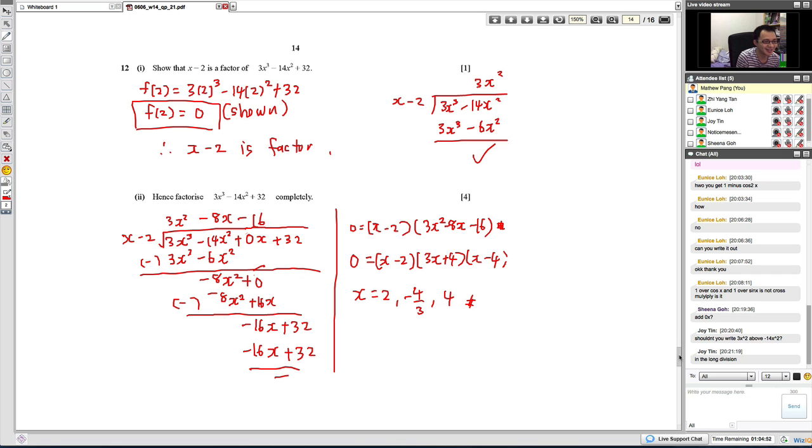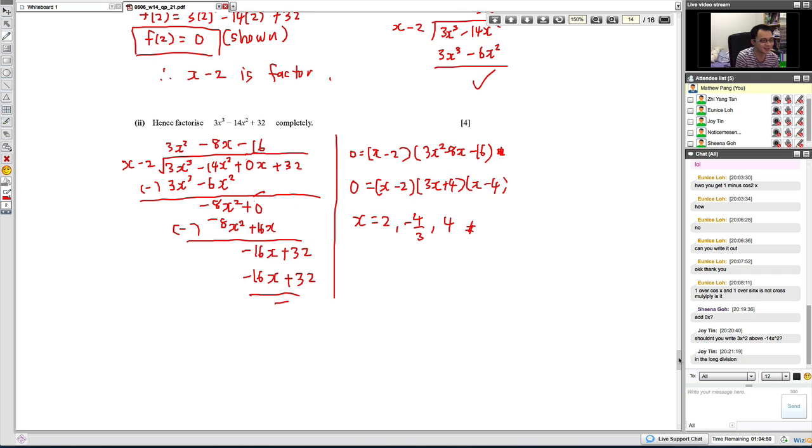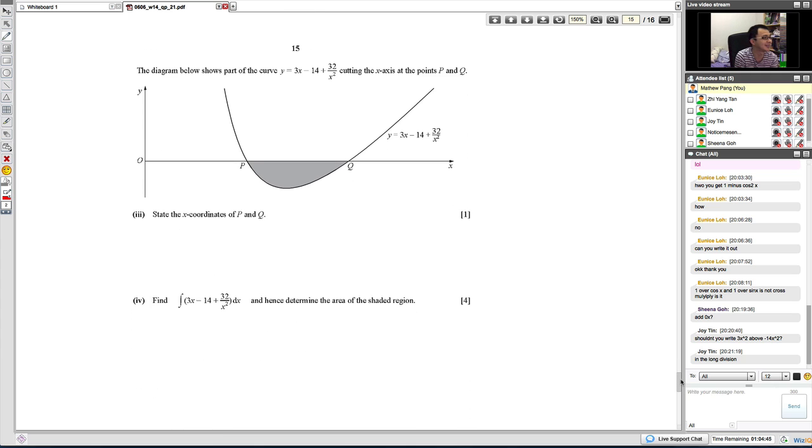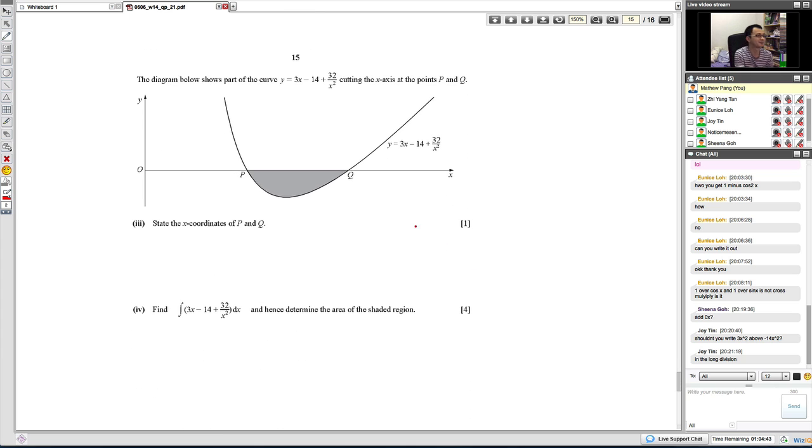Alright, so yes, last part. I think this is integration. The diagram below shows the curve. Okay, the curve cuts the x-axis at P and Q. Say the coordinates P and Q, x coordinates only. So we need to find the x coordinates, which means y equals 0. So y equals 0.